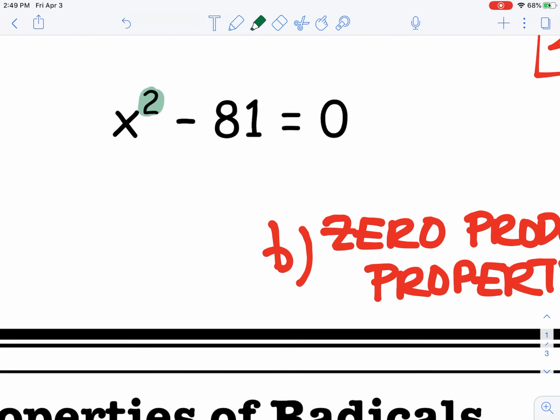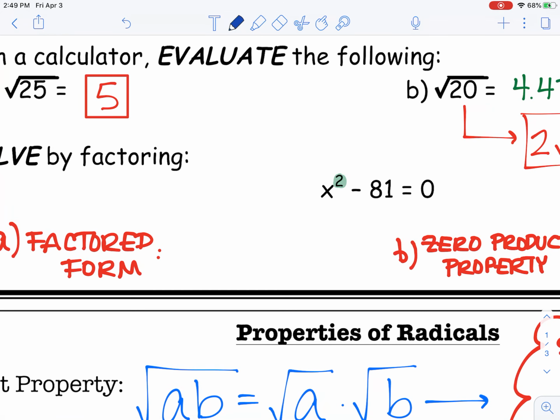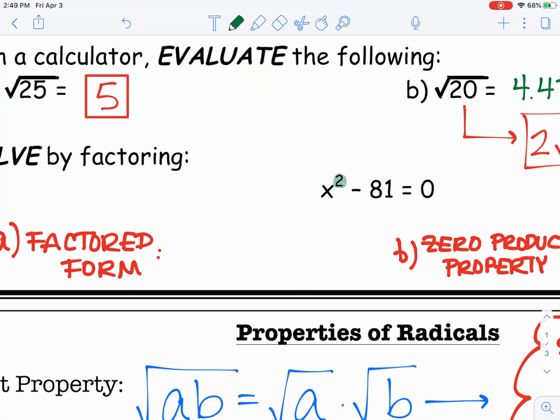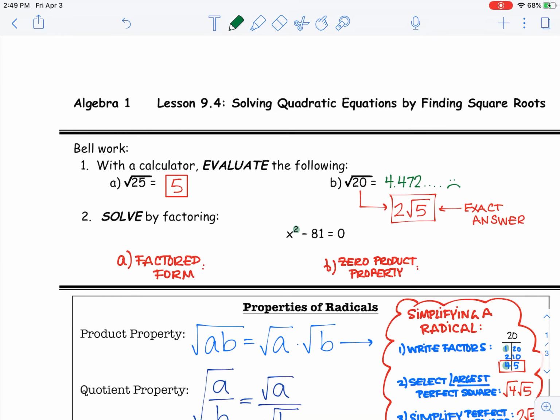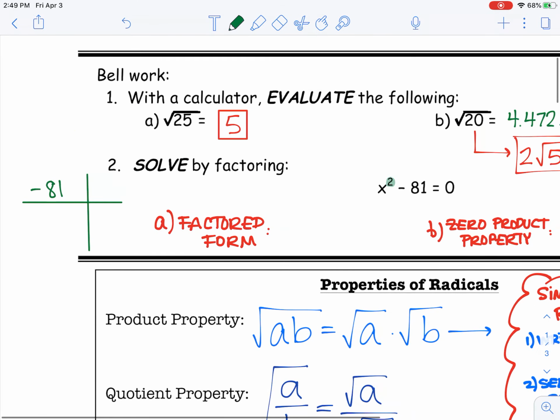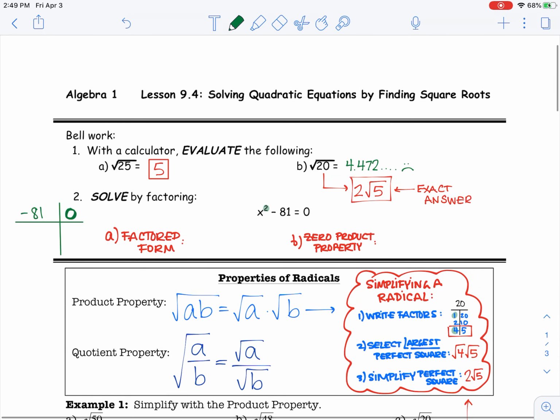So here we have a quadratic, meaning we have a largest exponent of 2. When we solve by factoring, our goal is to set it equal to 0 so that we can use our zero product property. So to get this factored, it is a green light. So I'm going to go ahead and do that over here on the side. We have a negative 81, and we're looking for factors that add up to 0. Now you may wonder, why is it a 0? We don't have an x term here. It's just x squared minus 81.